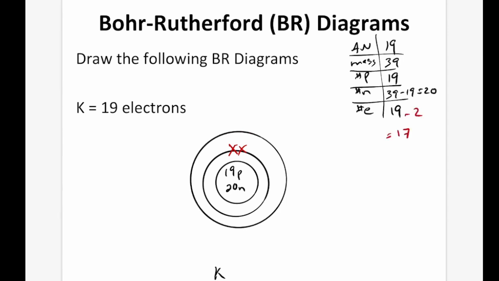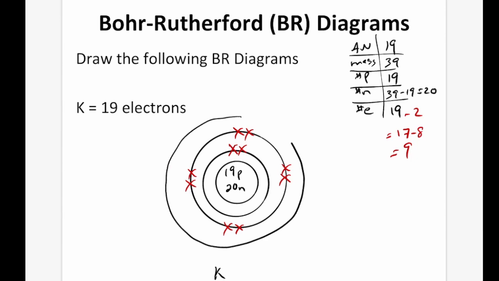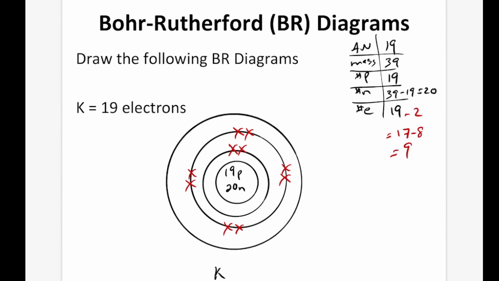So now we can put a maximum of 8 in this second orbit here. So we're going to go north, south, east, west, north, south, east, west. 17 minus 8 is equal to 9. So we have 9 electrons left. So now we're going to draw our next orbit. We have 9 left. We're going to put 8 in this one.